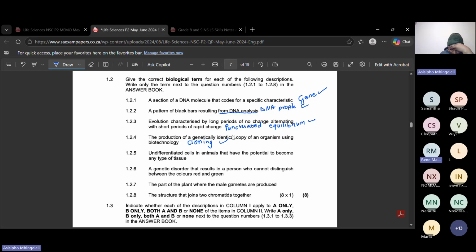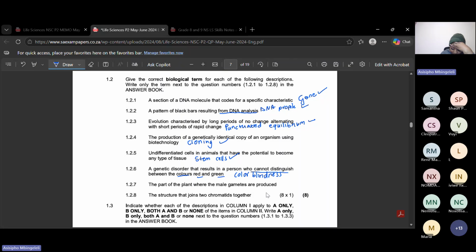And then undifferentiated cells in animals that have the potential to become any type of tissue. That is stem cells. And the mark is at cells, stem cells. A genetic disorder that results in a person who cannot distinguish between the colors red and green. This one is easy. Color blindness.